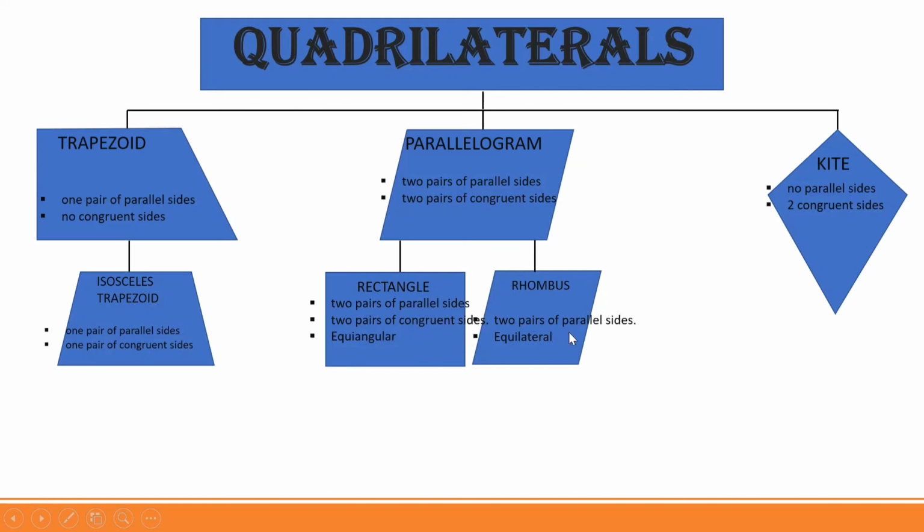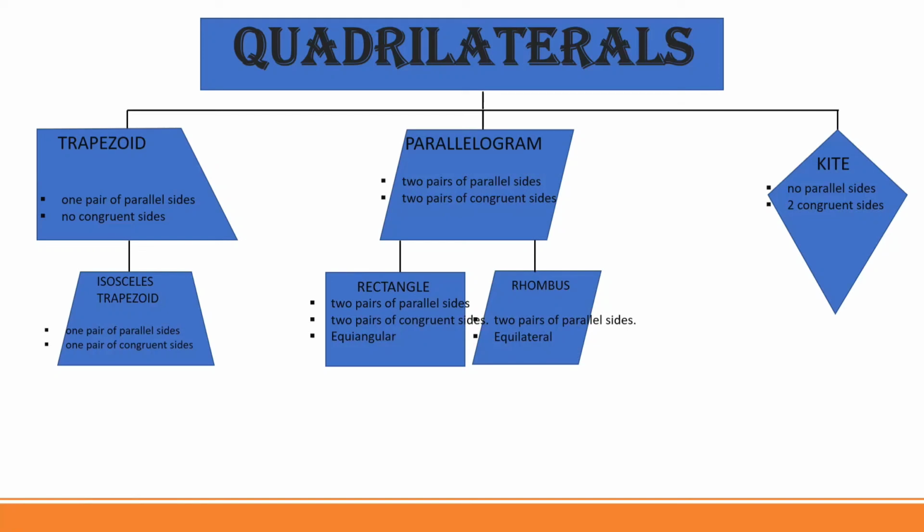While in a rhombus, it has two pairs of parallel sides, again, because it is a parallelogram, and it is equilateral, meaning all of its sides have the same measurement. When we say equilateral, all sides have the same measurement.